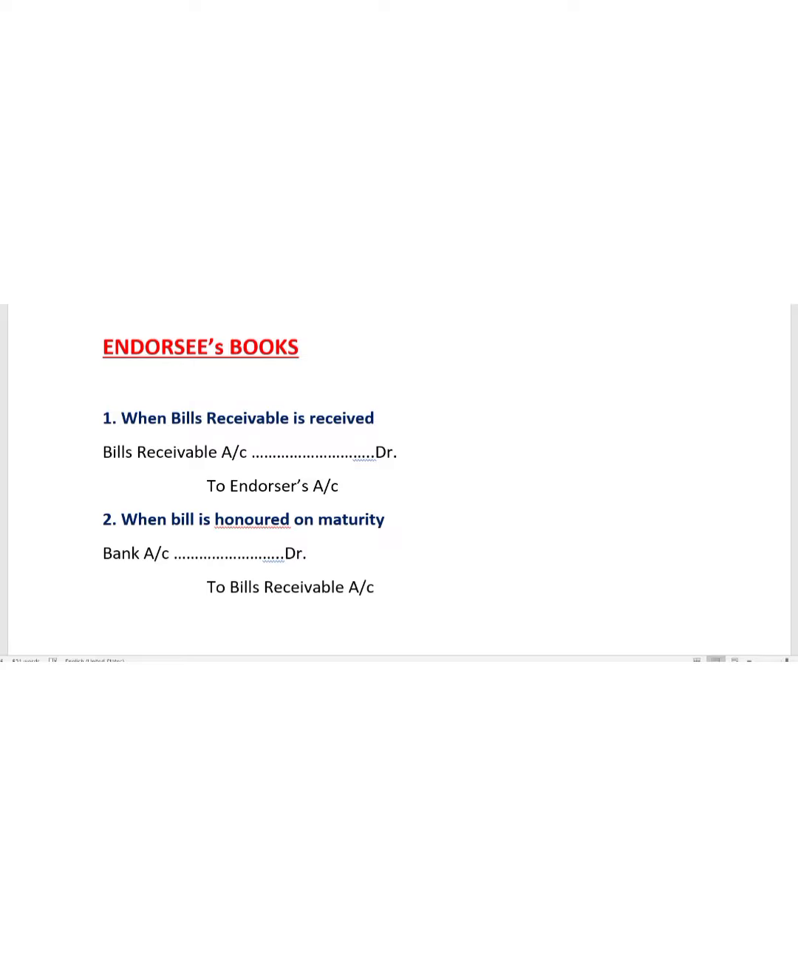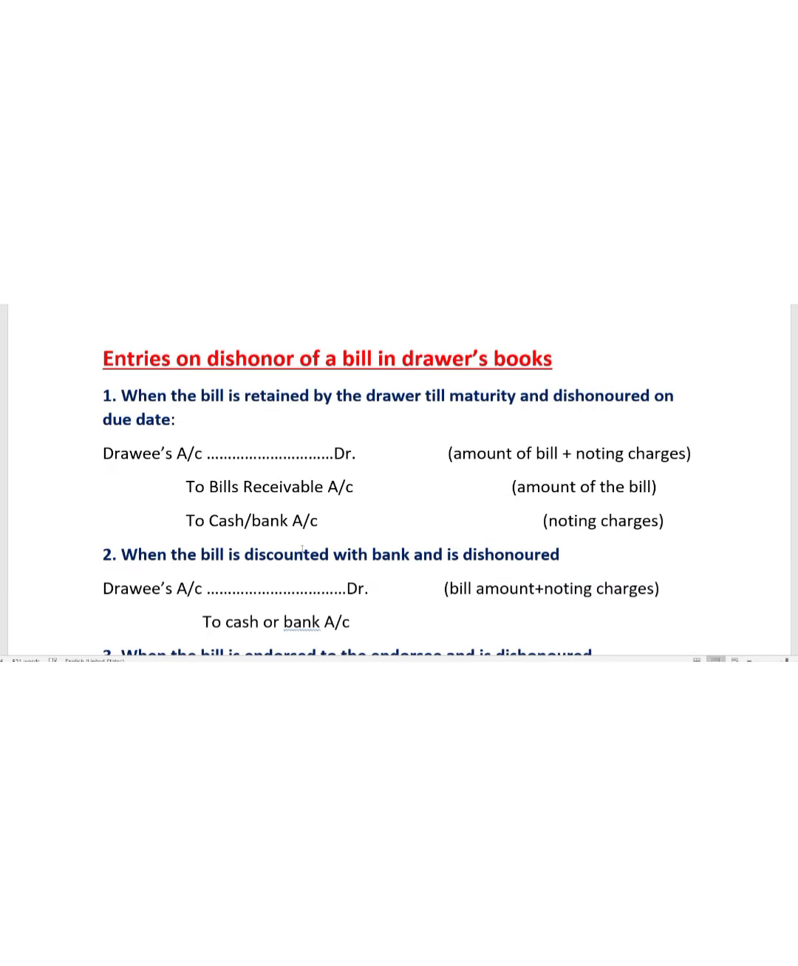And on the due date, when the bill is honored, what will happen? He is getting the money, so bank account or cash account debit to bills receivable account. The entry we do for maturity payment received, the same entry we are doing here. Cash or bank account debit, as you are receiving the money, to bills receivable account. These two entries will pass in the endorsee's book.